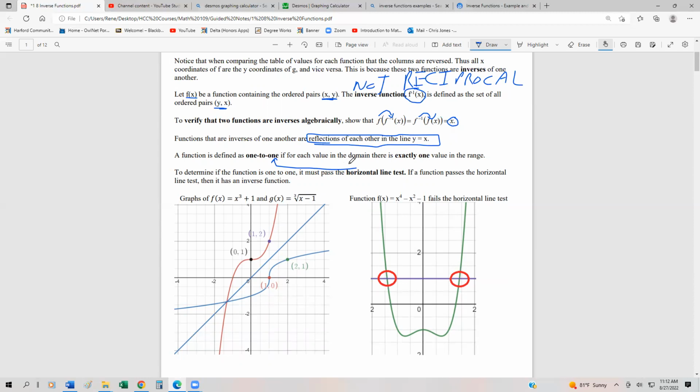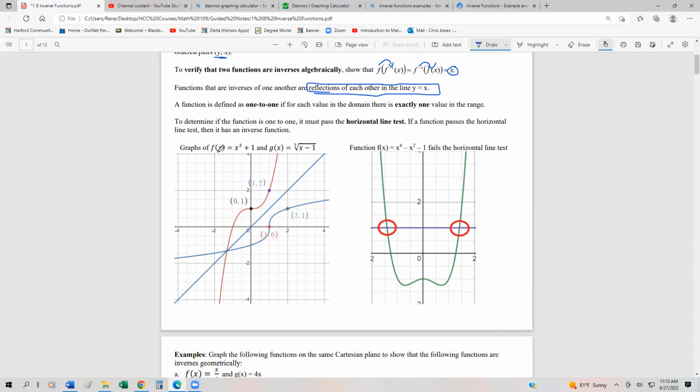All right. If a function passes the horizontal line test, it's one-to-one, which means that there's going to be exactly one output for every input, which means when we find the inverse and we flip those around, that means there's going to be one output for every input and one input for every output. All right, so that's why we need to do this horizontal line test before we find an inverse function.